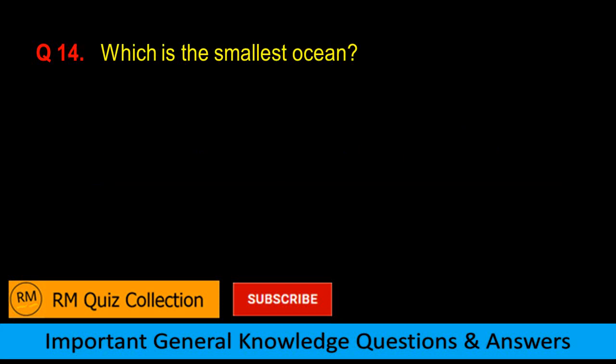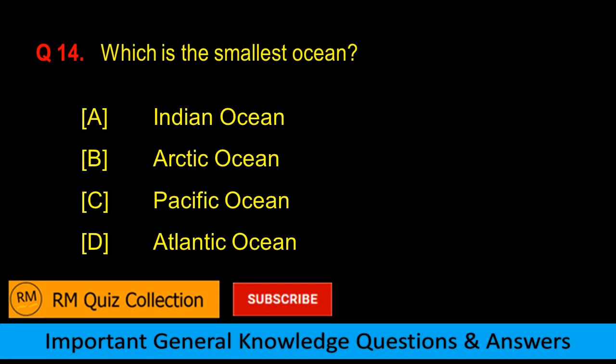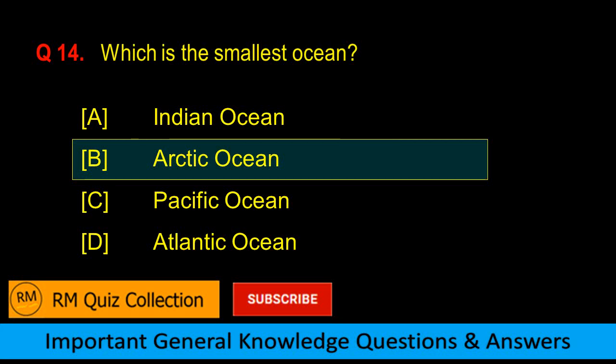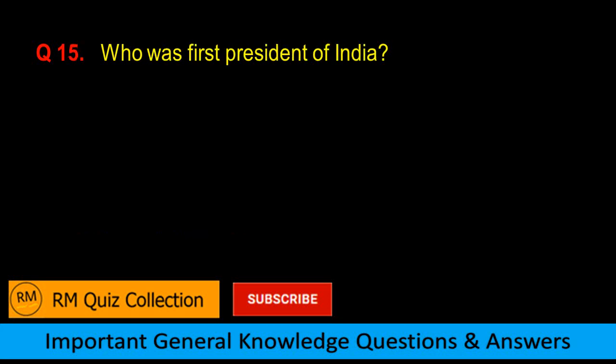Question 14. Which is the smallest ocean? Your options are A. Indian Ocean, B. Arctic Ocean, C. Pacific Ocean, D. Atlantic Ocean. Your answer will be option B. Arctic Ocean.